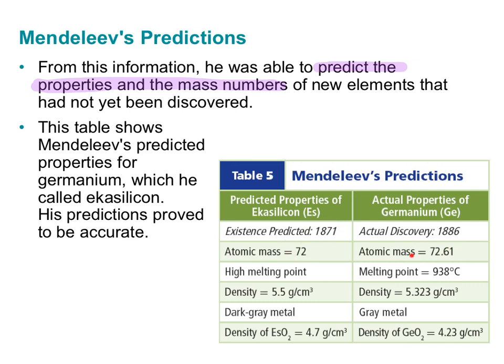He was pretty close on the mass and the density, and even the density of the oxide of germanium, or exosilicon. He got the color pretty close, and he had the melting point pretty close too. He predicted other elements, and his predictions were similarly accurate, although I believe exosilicon and germanium was the closest he ever got.